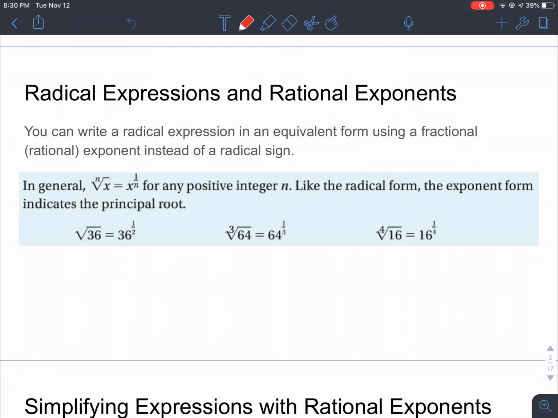First off, you can write a radical expression in an equivalent form using fractional exponents instead of the radical sign. In general, the nth root of x can be written as x to the 1 over n. Basically, you're putting 1 over the index as an exponent, and these mean the same thing for any positive integer n. Like the radical form, the exponent form indicates the principal root. For instance, the square root of 36 can be rewritten as 36 to the 1/2 exponent. The cube root of 64 is 64 to the 1/3, and the fourth root of 16 is the same as 16 to the 1/4.